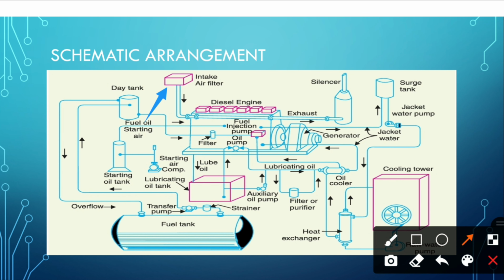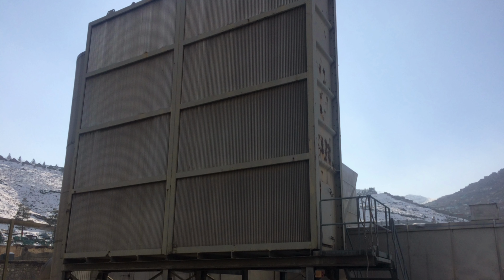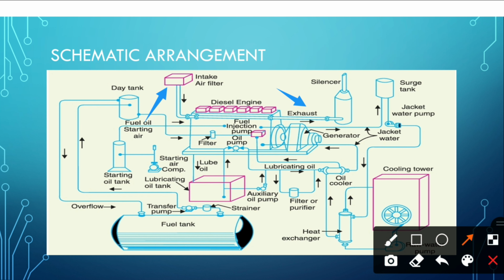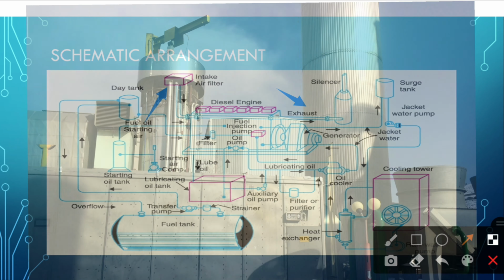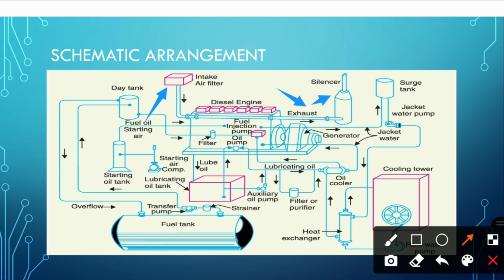Air intake system. The system supplies necessary air to the engine for fuel combustion. It consists of pipes for supply of fresh air to the engine. Filters are provided to remove dust particles from the air. Exhaust system. The system leads the engine exhaust gas outside the building and discharges it into the atmosphere. A silencer is usually incorporated in the system to reduce the noise level.